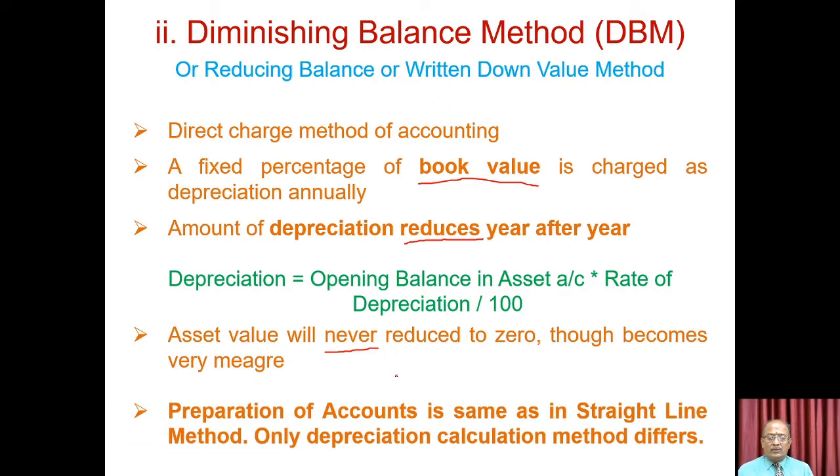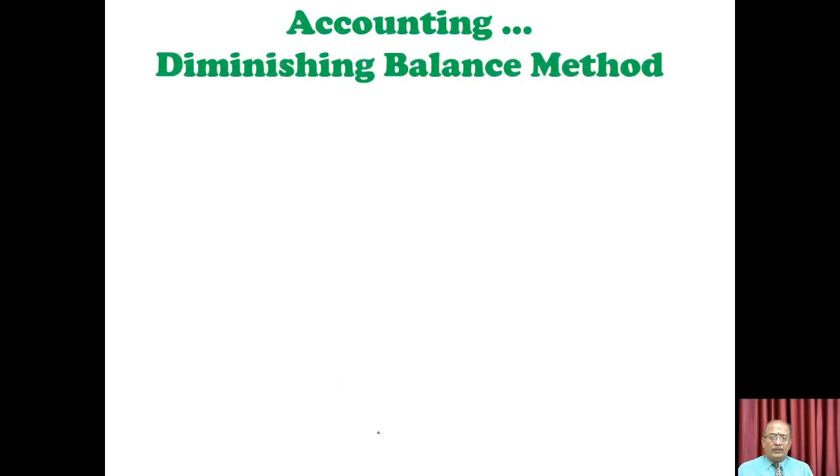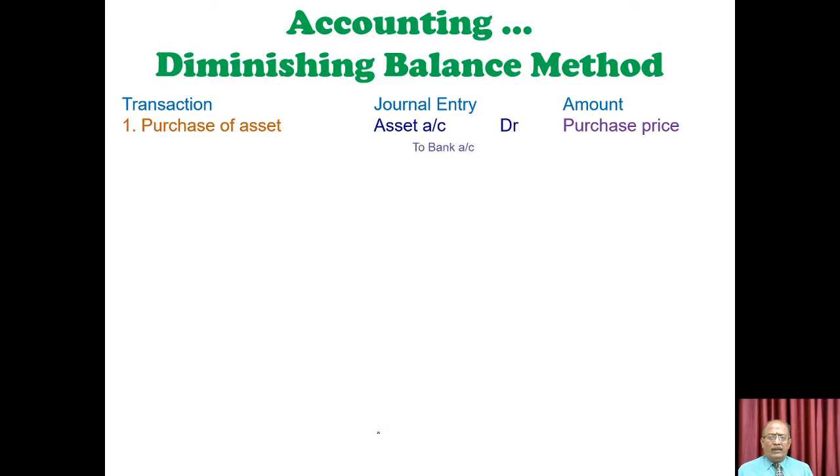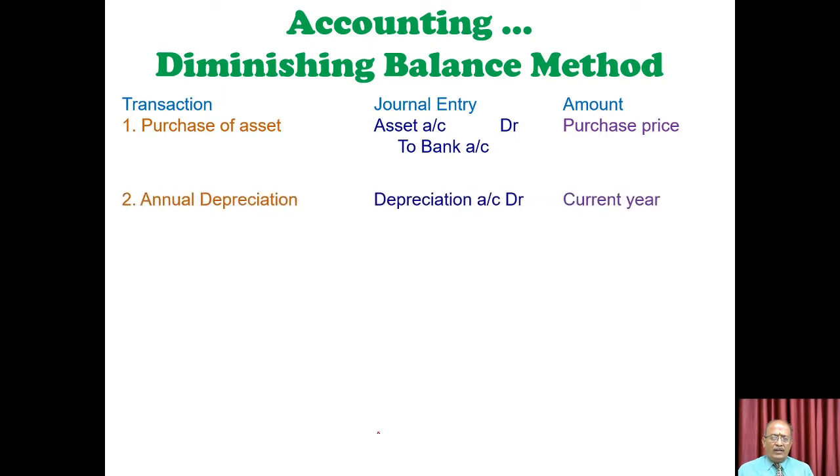So the preparation of accounts here, as I told you in the beginning, is the same: the journal entries and everything are the same as the straight line method. So naturally, we need to be careful in depreciation calculation alone. Right? Now, diminishing balance method. Here are the journal entries. Just to have a review of journal entries, here only the amount will vary. All other items are the same as what we had in our straight line method.